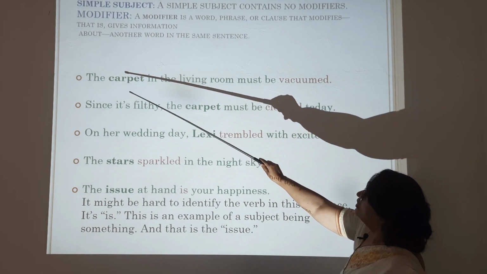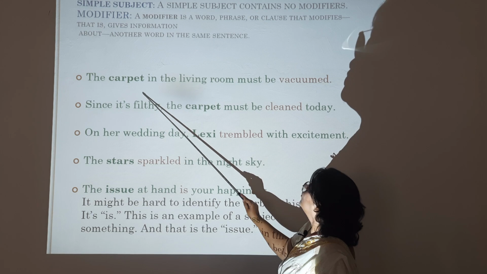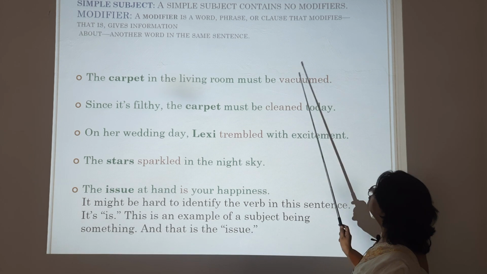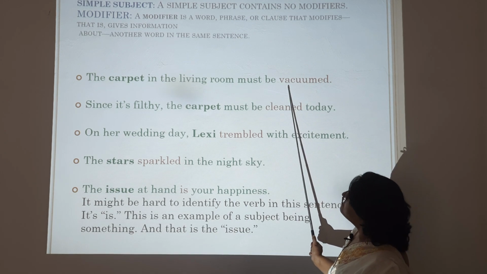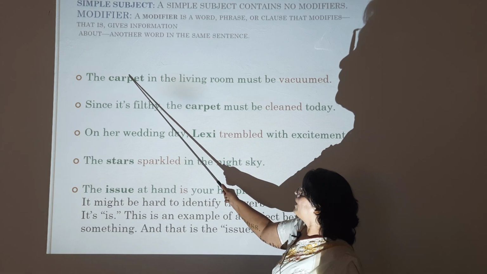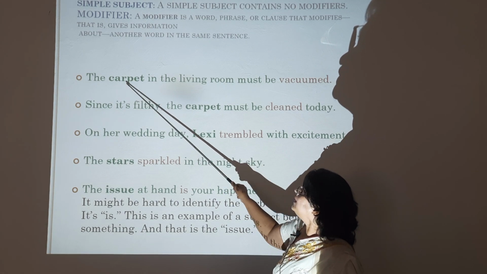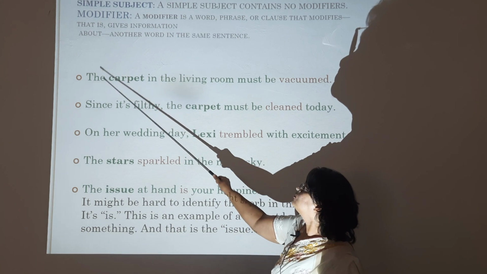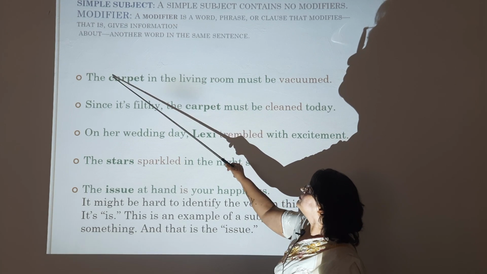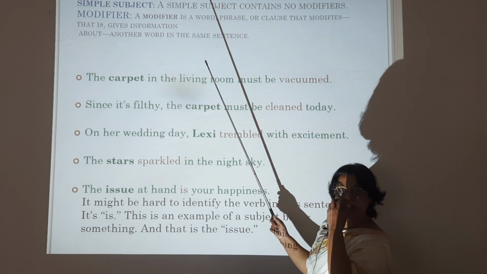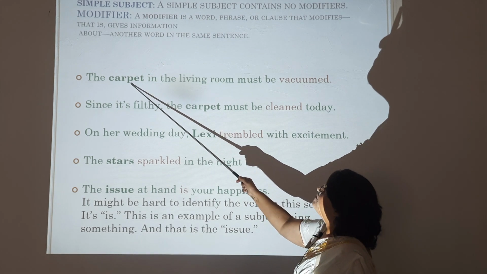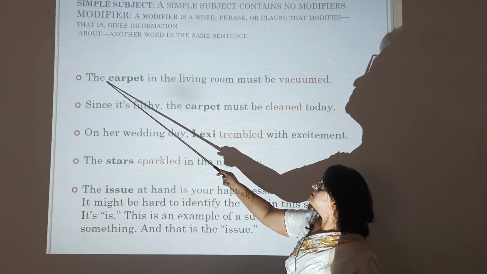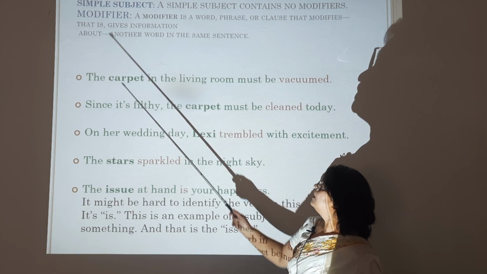Now, we all know right now that the carpet in the living room must be vacuumed. Vacuumed is the verb. What must be vacuumed? The carpet must be vacuumed. So, you can only see a simple word here, the carpet. And so, these kinds of subjects where there is nothing apart from that main word are called a simple subject. It does not have any modifiers. No modifiers, and hence these are called simple subjects.